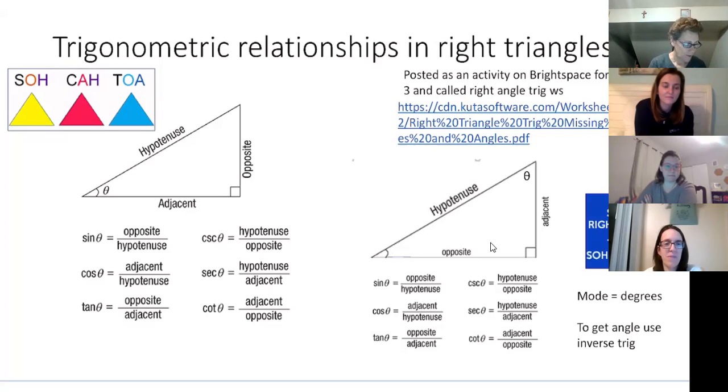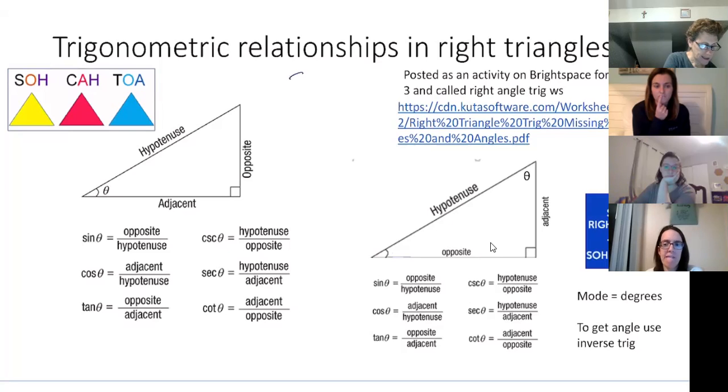So SOH CAH TOA. SOH CAH TOA, I always tell the kids it's a tropical paradise with a lot of right triangles. So you kind of make it something exciting, you know? So the way you write SOH CAH TOA is going to help the kids figure out what it is. So these little yellow and red and blue triangles are oh so pretty, but that doesn't do a lot to help me know what it means. So I tend to do this.